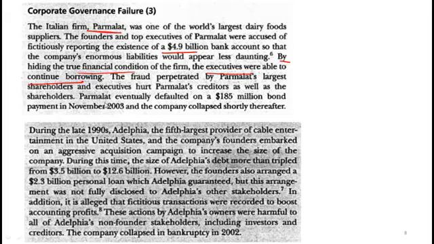And when liabilities are more than assets, then even the bondholders start losing out. So that's what happened. Parmalat eventually defaulted on a 185 million bond payment in 2003. So here they are showing 4.9 billion in their bank and they cannot pay off a 195 million bond.